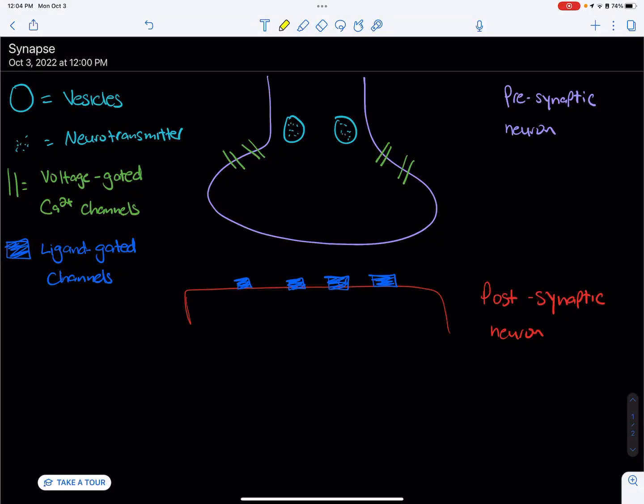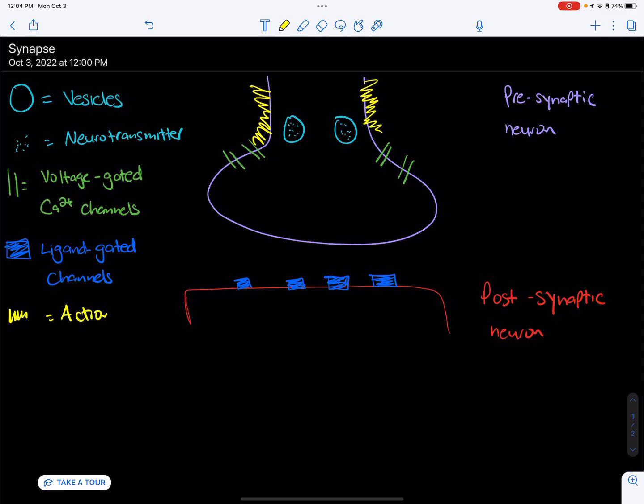Okay, so we're going to talk about a synapse real quick. Just go through what we talked about a couple of weeks ago. So the first thing that happens is we have an action potential come down. So we're going to say this is my action potential. I don't have that on here, but this just equals action potential.